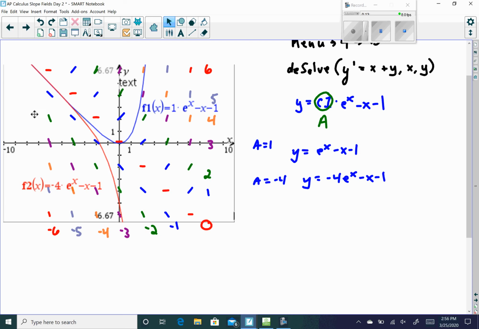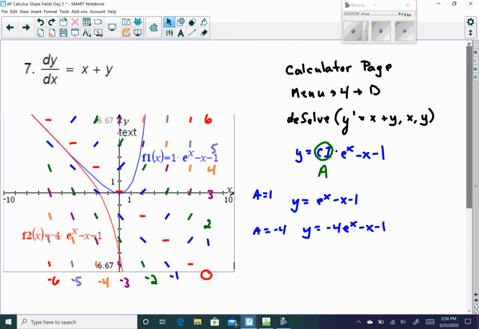But if a was negative 4, notice how it's getting hooked into this direction right here, and then it starts to gradually curve down as well. So those are the two ways that we could look at this and check. Some of these we can't solve algebraically by hand. You can use the calculator for this, and chances are you're going to use it when we see a sum or a difference of two variables, where we can't use separation of variables to help out.